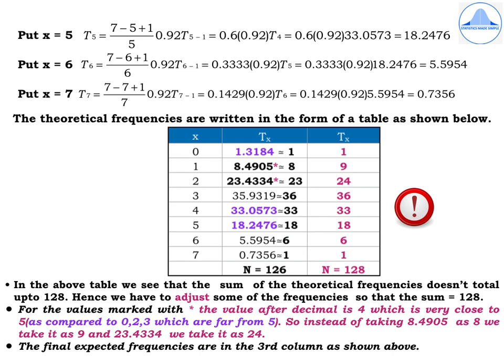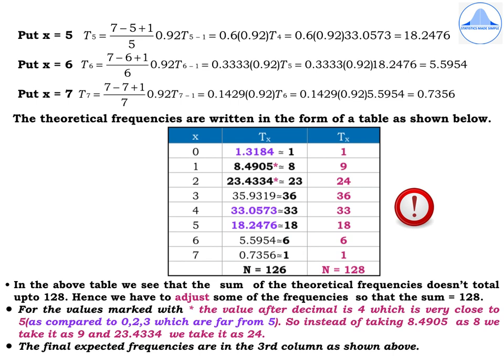But what is capital N in the question? It is 128. So we see that our theoretical frequencies which we have obtained don't add up to 128 but are giving us the total as 126. So in such cases, we have to adjust the sum of the frequencies so that this sum is equal to 128.